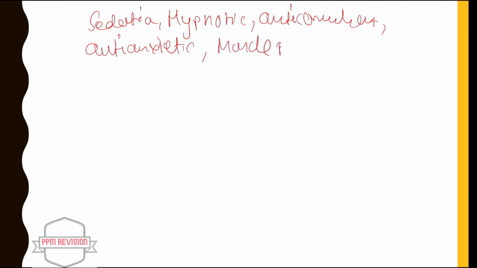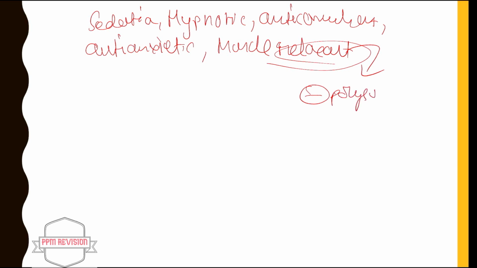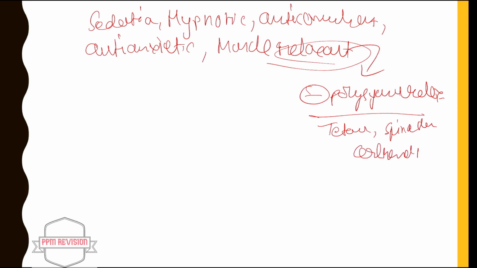It can be used as a muscle relaxant. So what did I tell about muscle relaxant? It's important. It inhibits the polysynaptic reflex of the spinal cord. And where is it used? It's used in case of tetanus, in spinal injuries, and in cerebral palsies. Now also it is used in case of alcohol withdrawal.